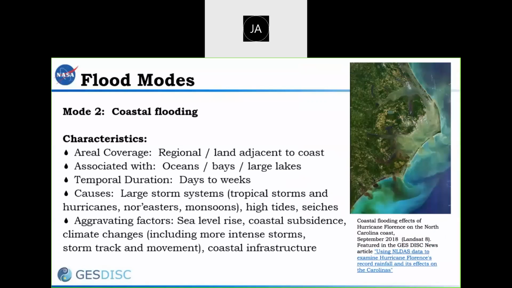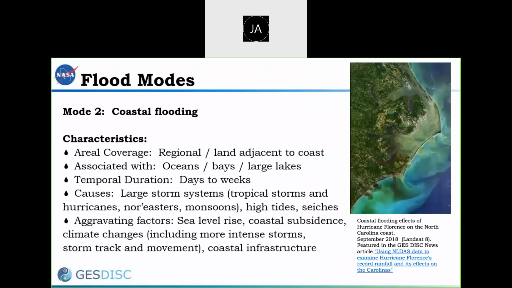Okay, the second flood mode is coastal flooding. This will be a somewhat smaller region, so can cover a wide area, and usually means land adjacent coasts. Therefore, it's associated with ocean, bays, and even large lakes. The temporal duration tends to be shorter than regional flooding, so over a period of days to weeks.